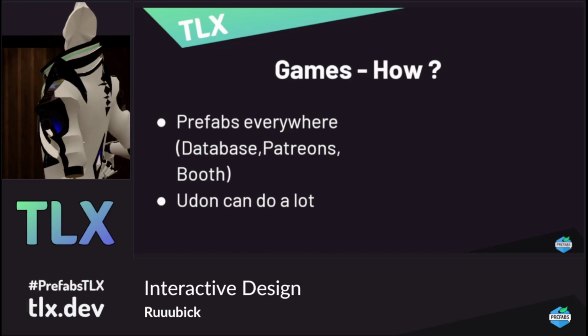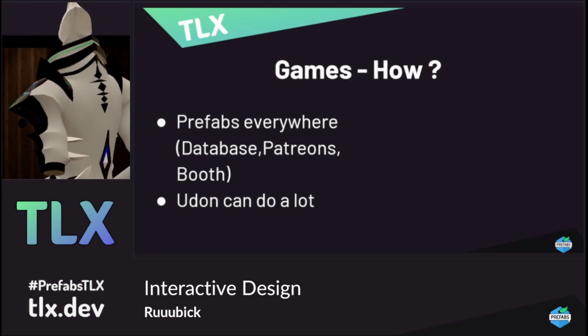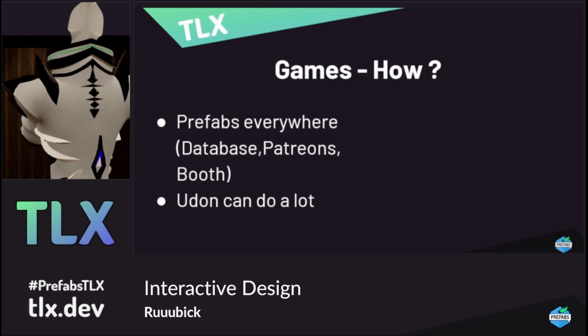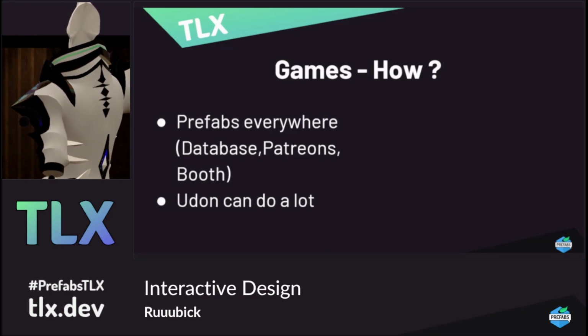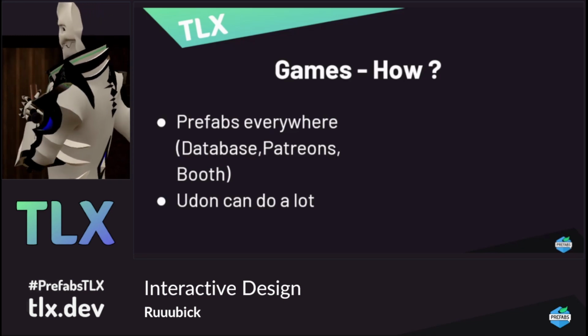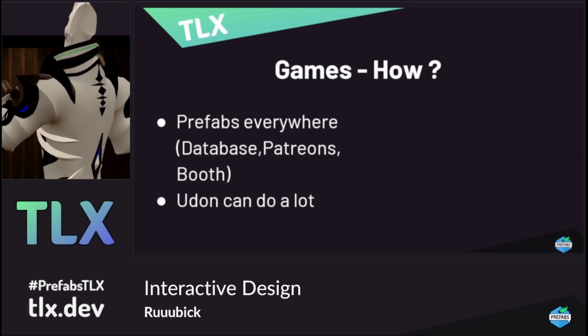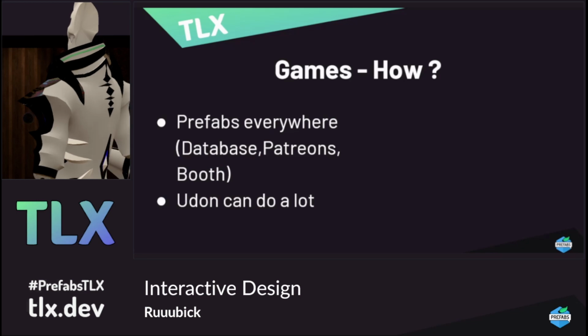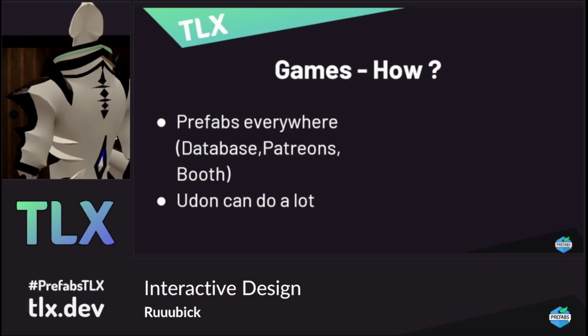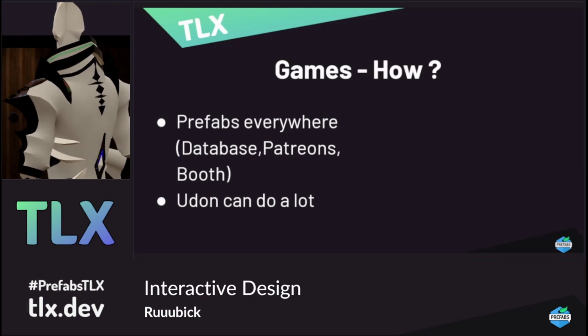So how do you do games? Prefabs everywhere, literally. Prefabs database. In the bottom right corner, you can see the logo. It's what you're going for. Patreons. There's a lot of games on Patreon specifically. So they might cost money or they might not. It really depends on the creator. And Booth also has a lot of games in prefabs form that you can get and drop into your world.